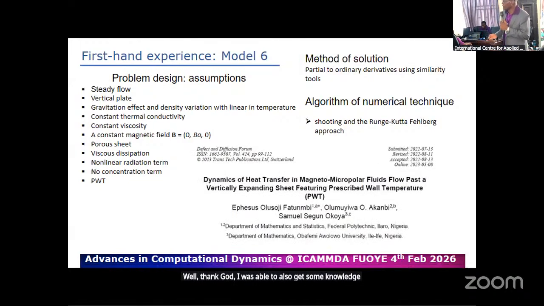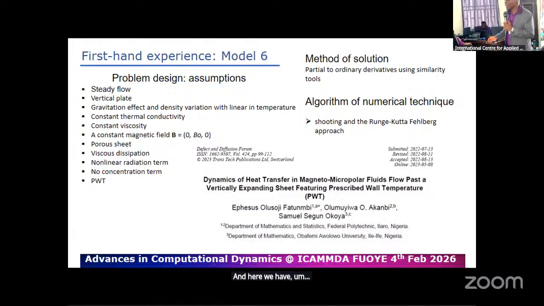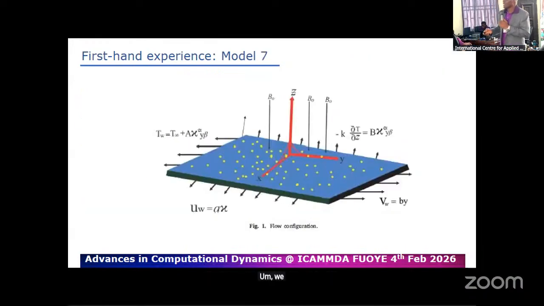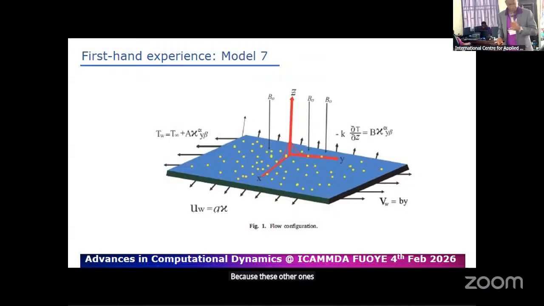This also was published. This is 2023. This is a recent publication. Here also we brought in another young collaborator, and we are also training him to see how we solve this type of problem. We also proceed to another model. This time I'm going to take some time to explain the details, because these other ones were not brushed through, for us to have an idea.